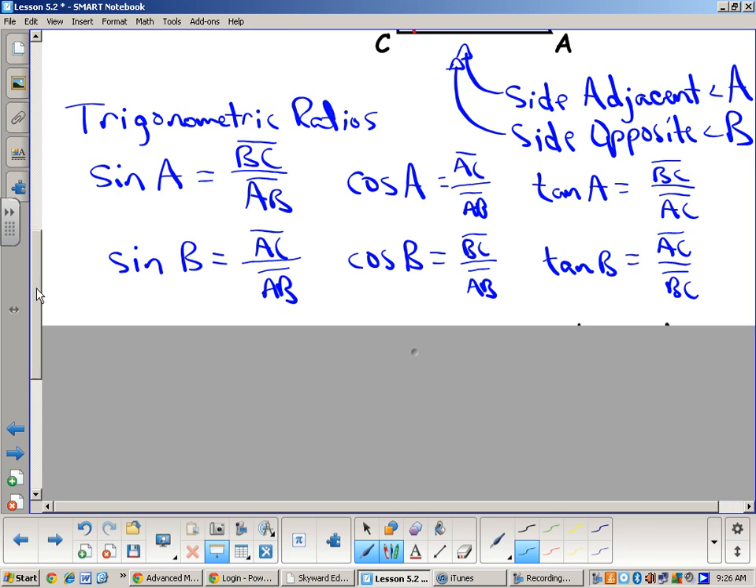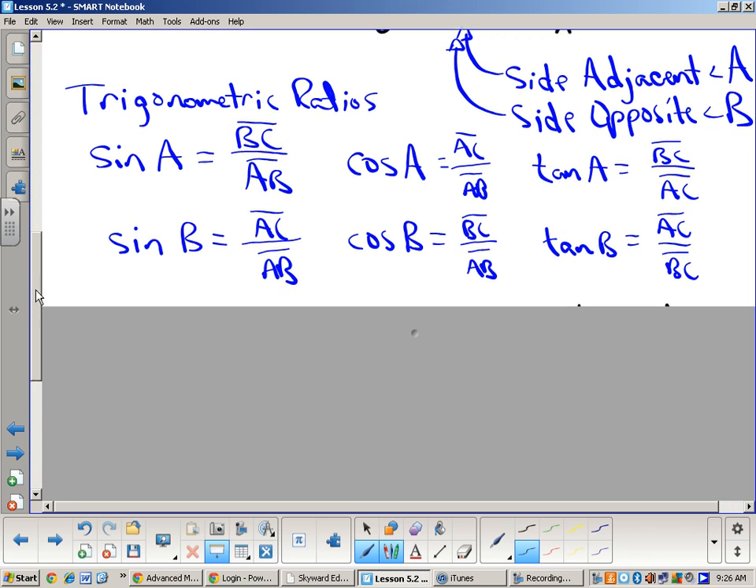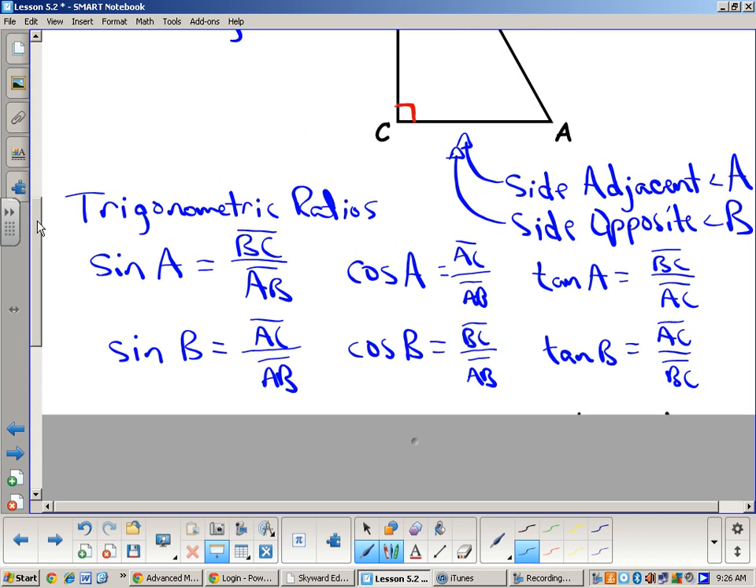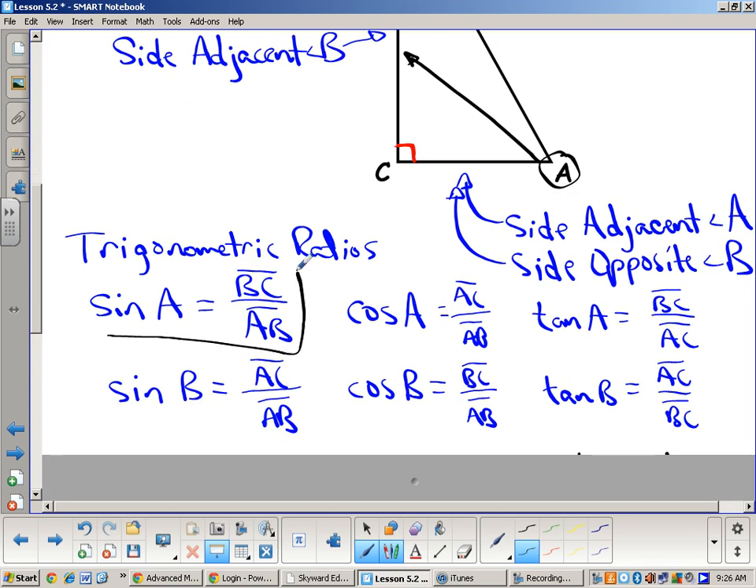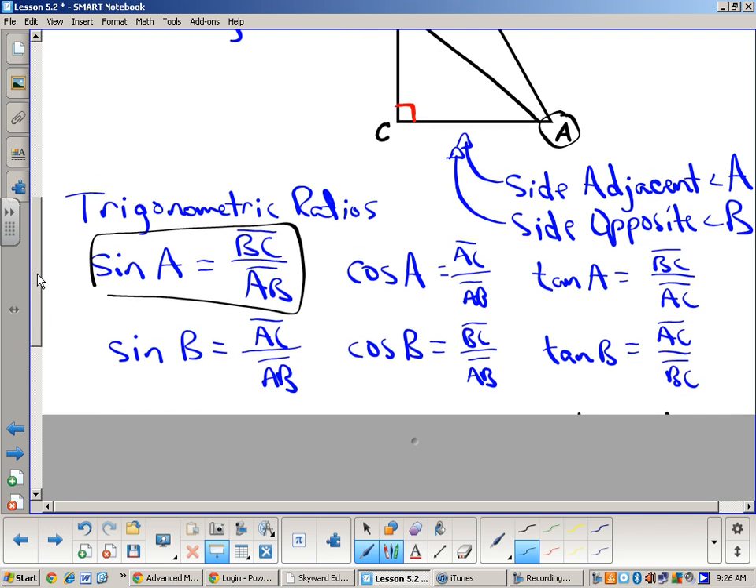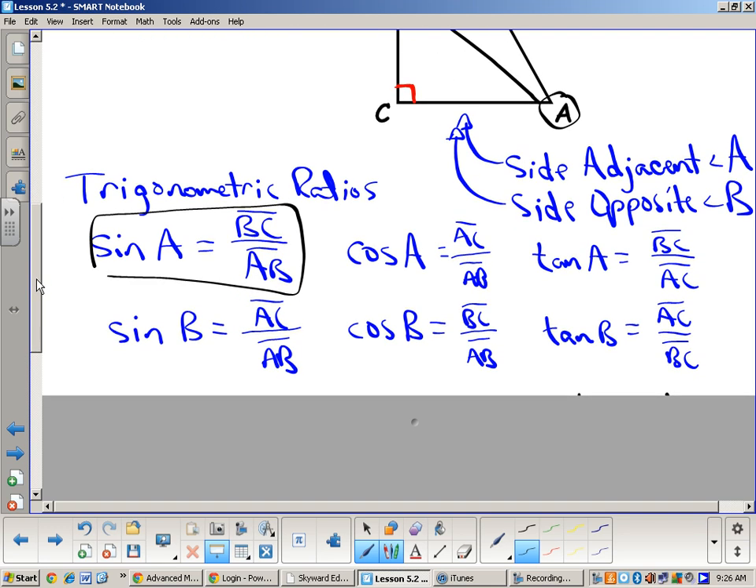If I look at the picture, I can't get the picture and all this on the screen at one time. So if I look at the picture, sine of A, here's A, is going to be the opposite side, which is segment BC over the hypotenuse, which is segment AB. And so sine of A is equal to BC over AB. These are all review for you.